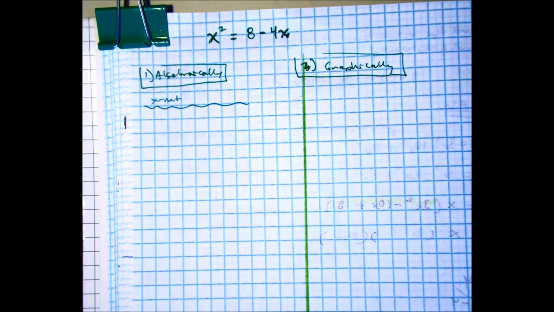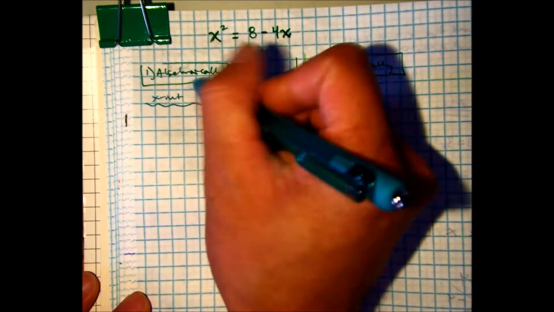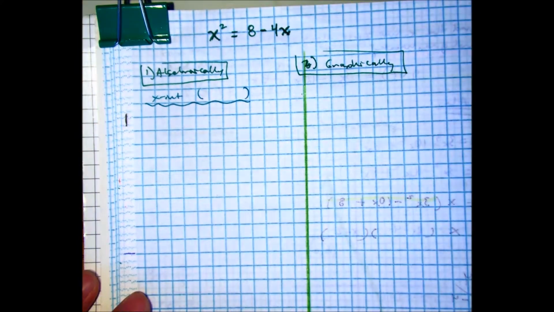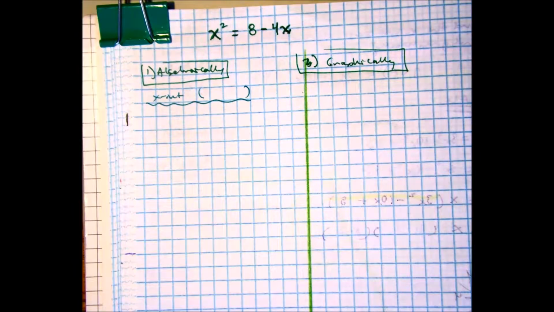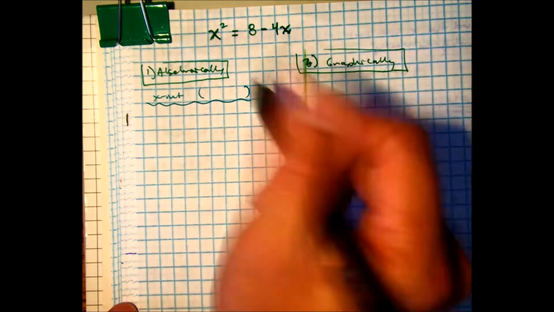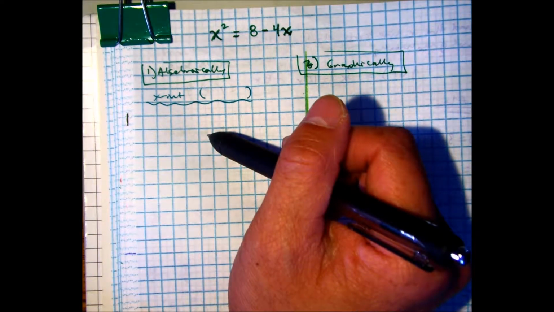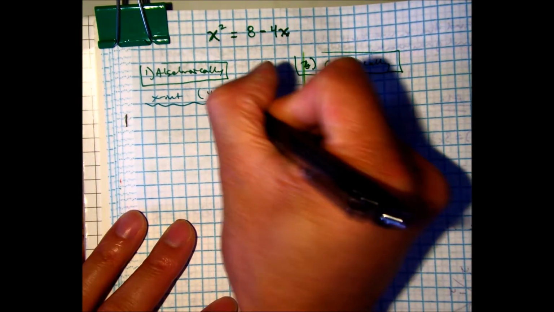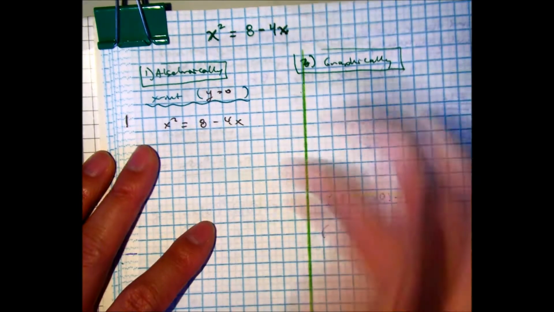You're given the equation x squared equals 8 minus 4x. I ask you to solve this algebraically, hint: using your x and y intercepts. Okay, how do you find an x-intercept? Okay, so that's a visual, but what do I have to do to the equation? We're going to make y equal to 0, or we're going to eventually set that equal to 0. X squared equals 8 minus 4x.